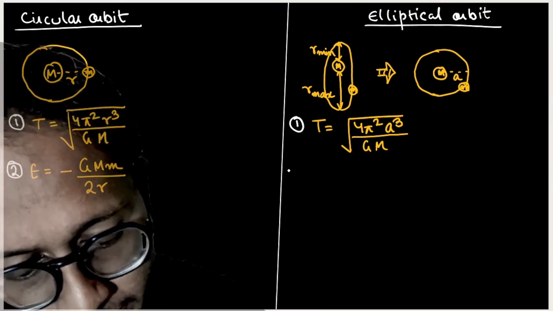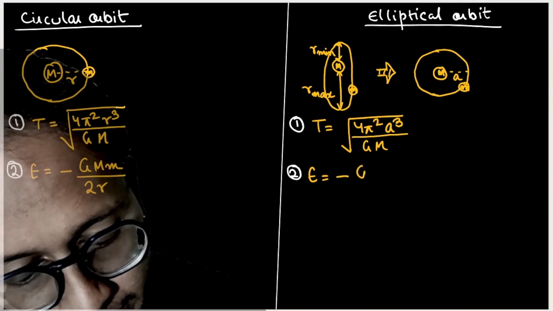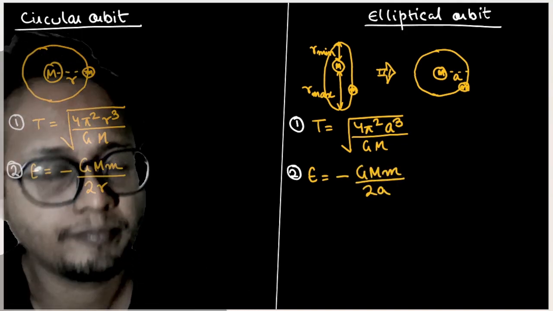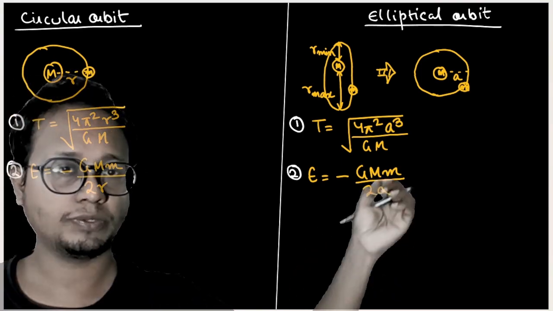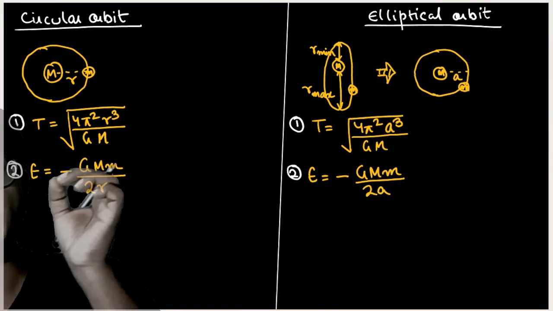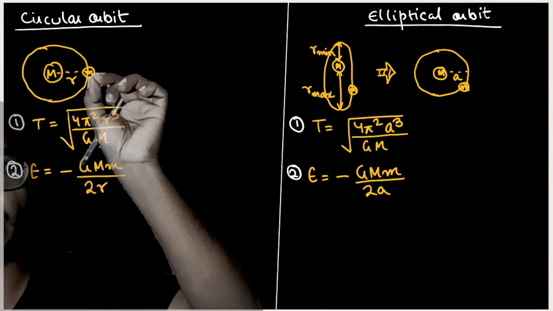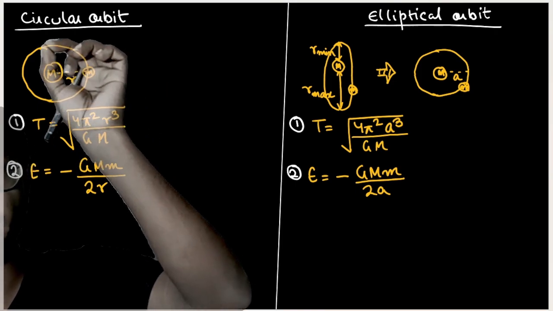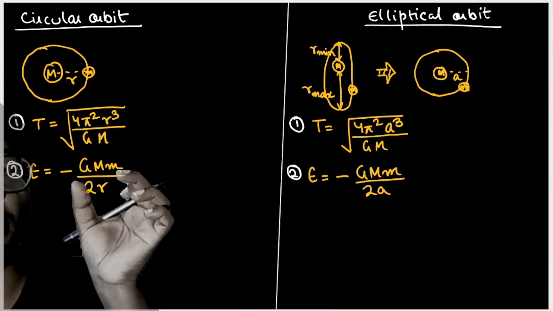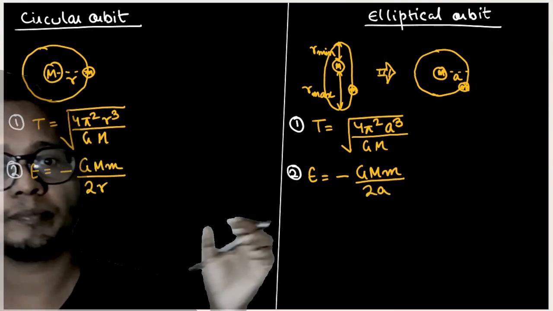Similarly, the total energy in an elliptical orbit would be minus G mass of parent body into mass of smaller body divided by 2 into a. The total energy out here is 2 into a. This is not potential energy or kinetic energy. This is total mechanical energy, that means the addition of kinetic energy plus potential energy at each part of the orbit. Out here it is the summation of kinetic energy plus potential energy, and out here also it is the summation of kinetic energy plus potential energy.